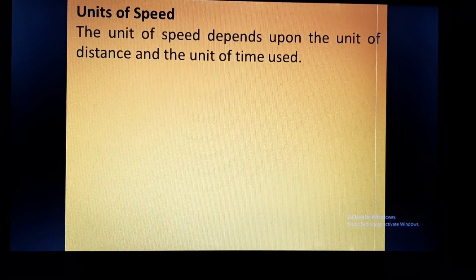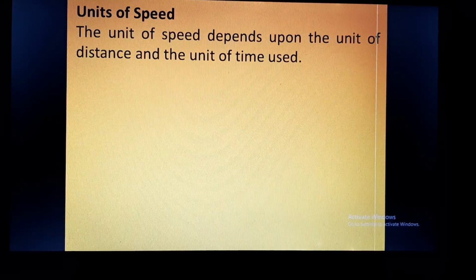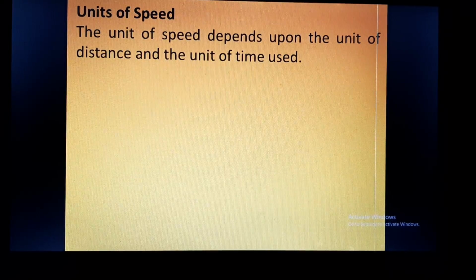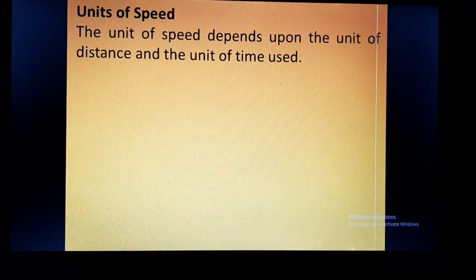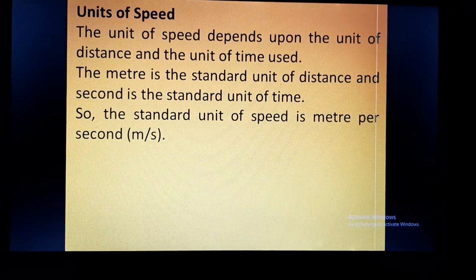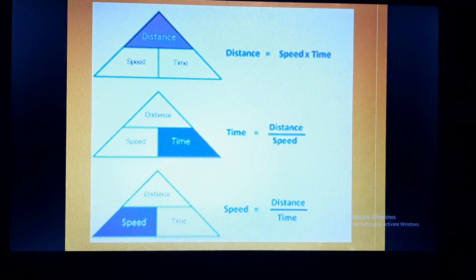So what is the unit of the speed? Unit of the speed depends upon the unit of the distance and unit of the time. So if the distance is in kilometer and time is in hour, the unit of speed will be kilometer per hour, but the standard unit is meter per second, because the standard unit of distance is meter and standard unit of time is second. So therefore the standard unit of speed is meter per second, but the speed can vary. It can be kilometer per hour also.